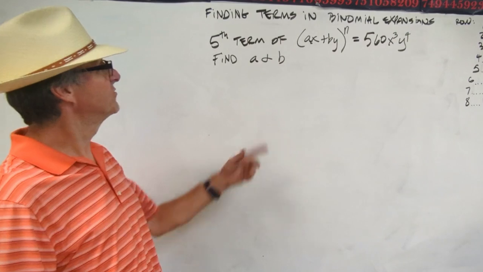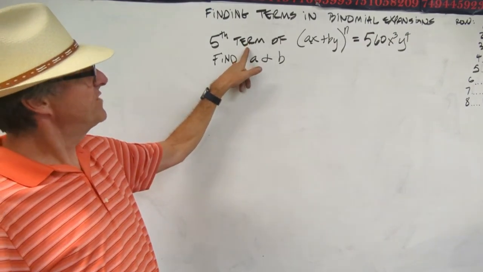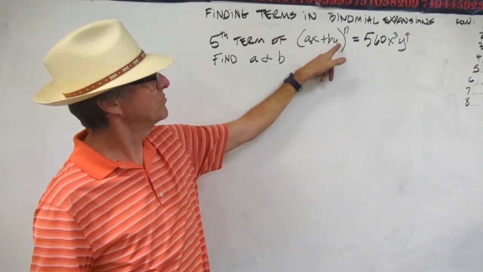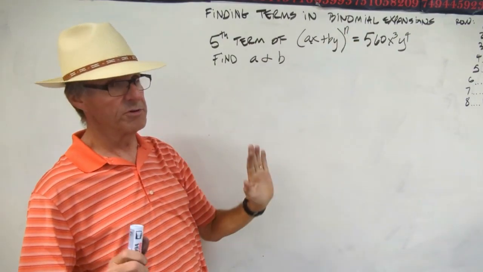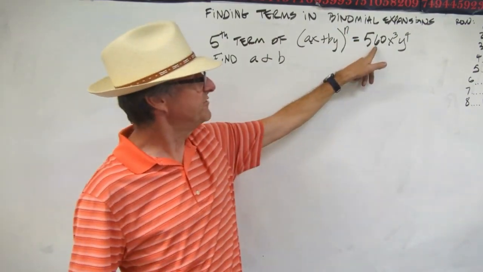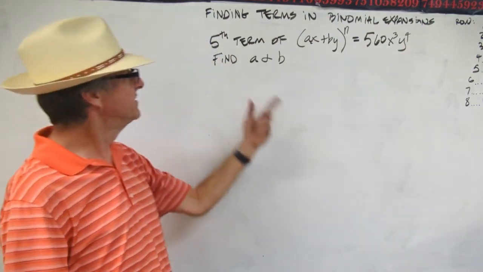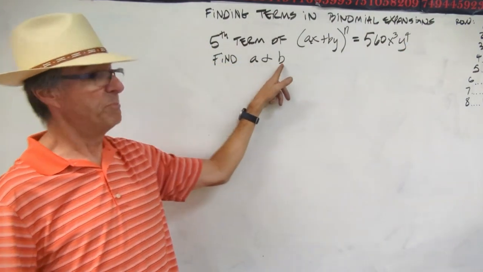All right, now let's do a more complex example. Look at the setup on this one. They're telling us that the fifth term of this expansion, some number times x plus some number times y, to the nth power, don't know what the power is, is equal to 560 x to the third, y to the fourth. Now look what they want us to find. They want us to find a and b.